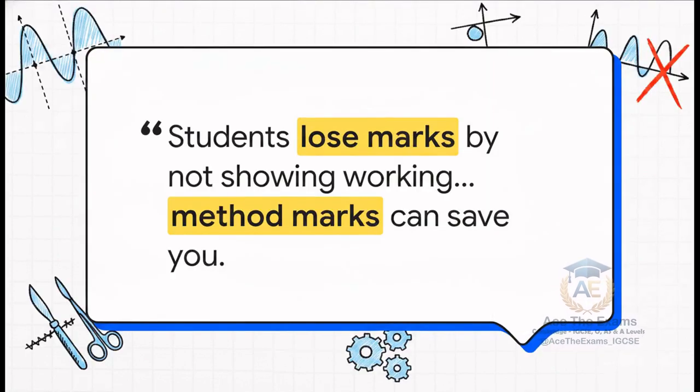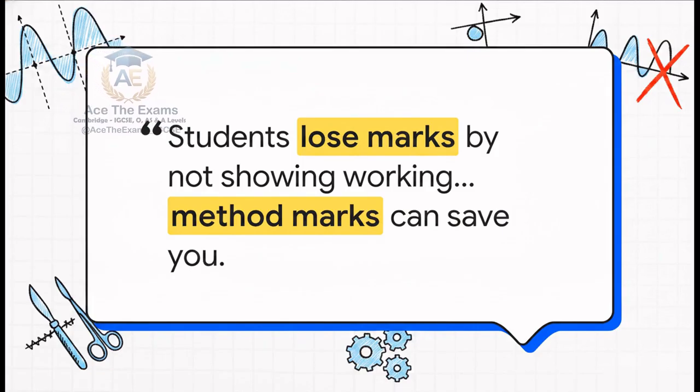We are now in Act 5, bringing it all together into the final system. This quote is the ultimate takeaway of our entire explainer. The method mark strategy guarantees that a clear process is rewarded, even if your final calculation slips up. Let me repeat that. Even if your final answer is wrong, method marks can save you.